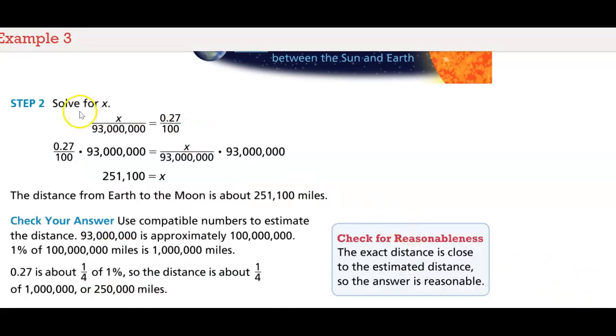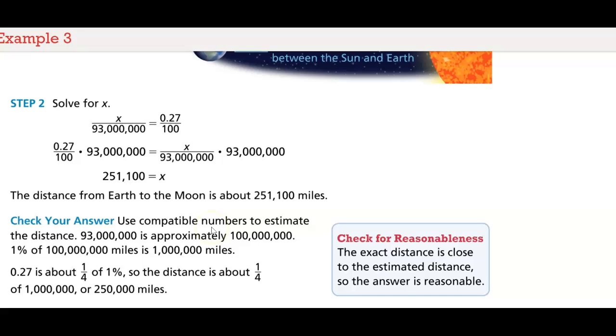And then now we have to solve for X. And we have the X over 93 million is equal to the 0.27 over the 100. We multiply the 93 million on both sides, and then 93 million times the 0.27, and then whatever that equals, you divide it by 100, and you get 251,100 as the miles from the distance from the Earth to the Moon.